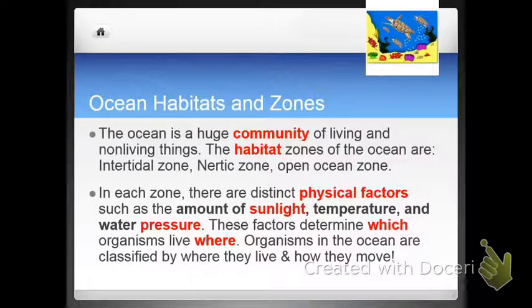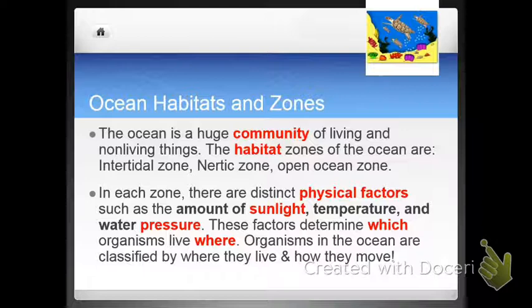Now, the ocean is a huge community, and community is all the living things working together. So everything that's in, say, a food web in a zone. And it's impacted by the non-living things as well. The physical factors that are non-living in the ocean include how much sunlight, what the temperature is, and how much water pressure there is. The habitat zones are called intertidal, neritic, and open ocean. And what life lives there is going to vary by these physical factors.